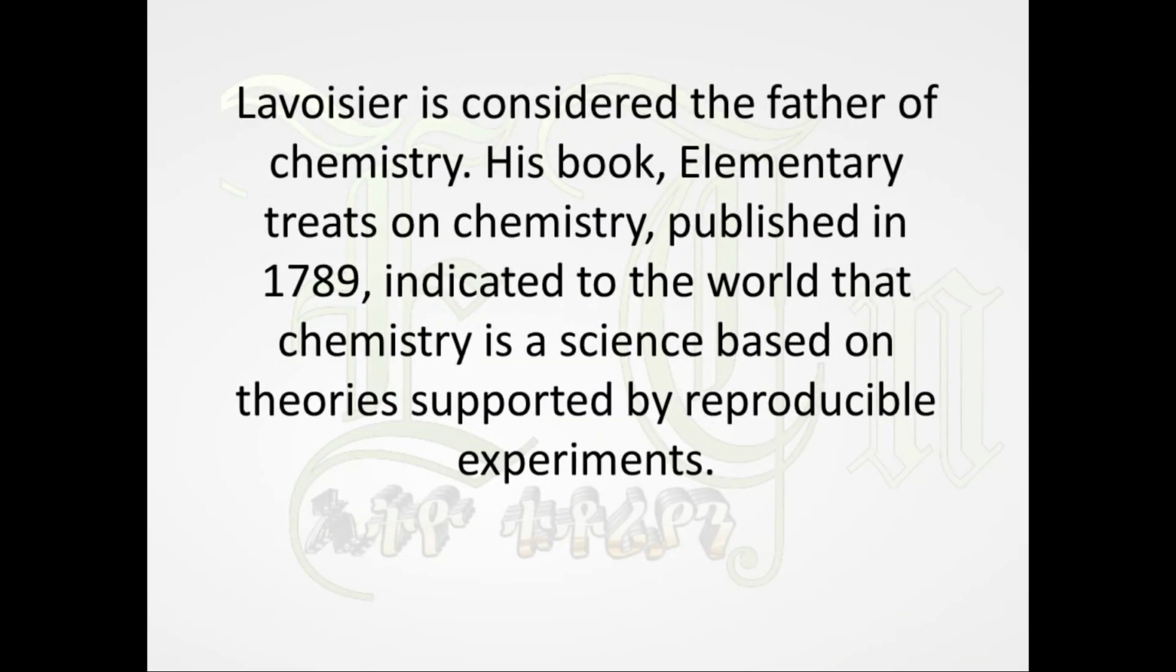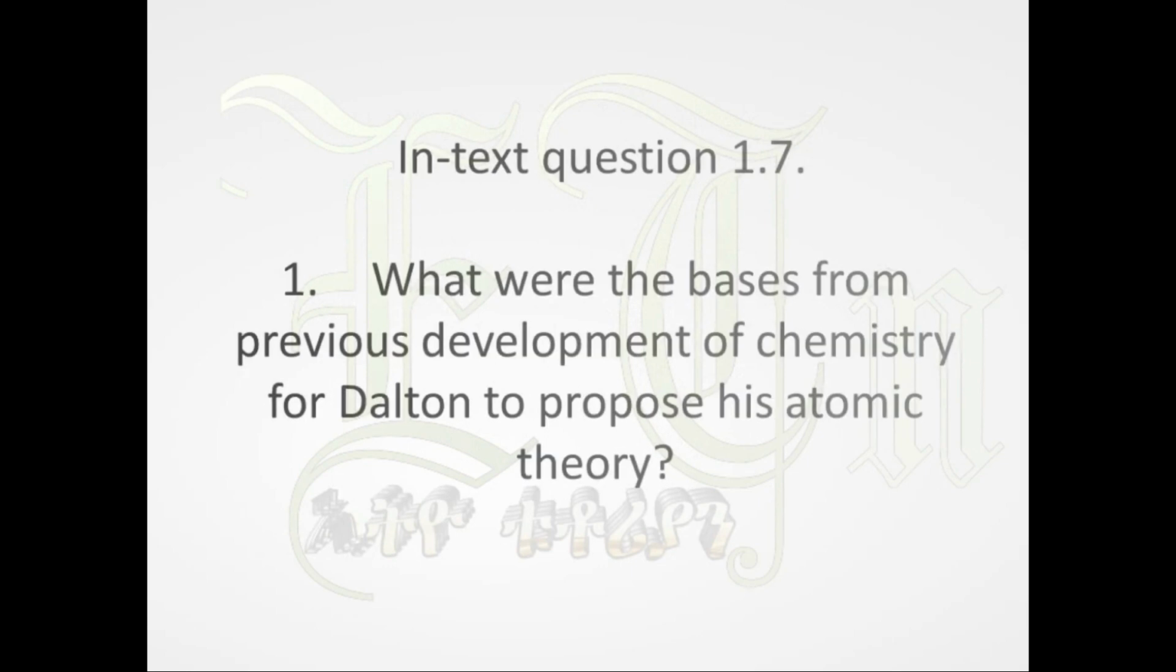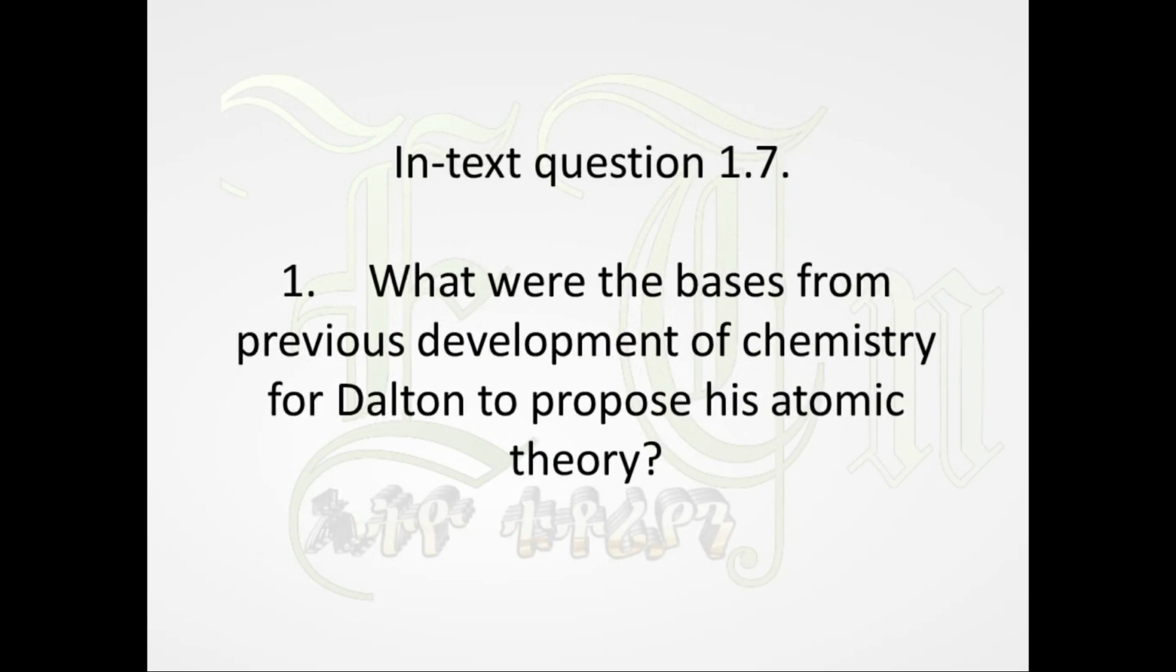Lavoisier is considered the father of chemistry. His book, Elementary Treatise on Chemistry, published in 1789, indicated to the world that chemistry is a science based on theories supported by reproducible experiments. In 1803, an English chemistry teacher, John Dalton, proposed the atomic theory of matter by extending the assertion of the ancient Greek philosopher, Democritus. In-text question 1.7.